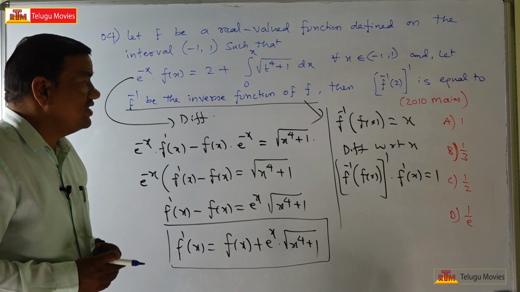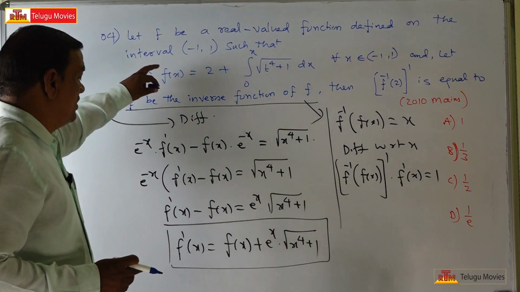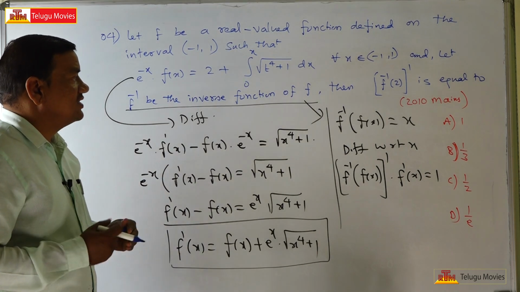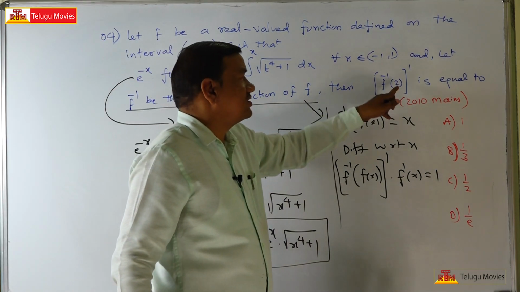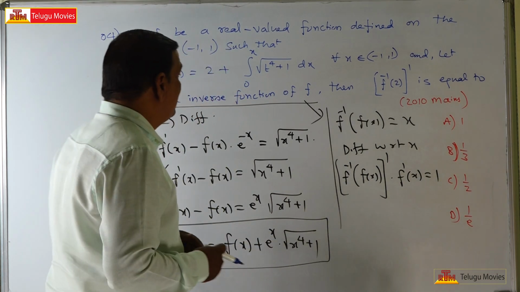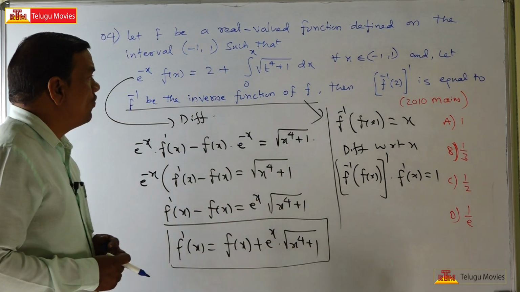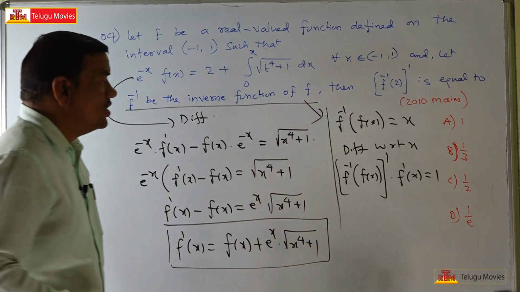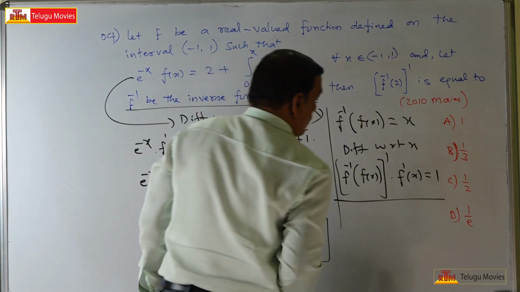Now from this, coming to the given problem, let us see what happens. We want f inverse of 2. When x is equal to 0, what happens? What is the f of x value? Okay, so up to here, put one thing.